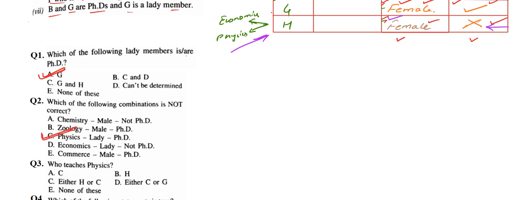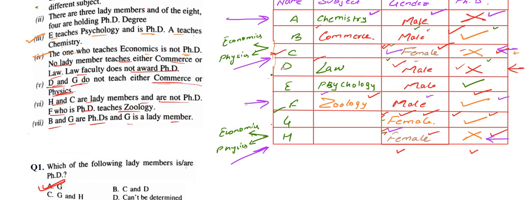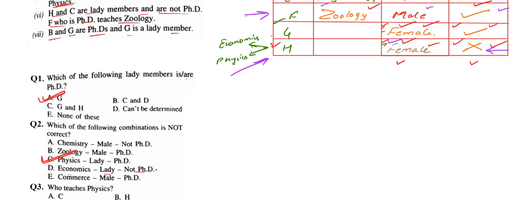Now let's check the other options for clarification. We have economics, lady, not PhD. So economics again C and H. So C is also female, that is lady, H is also lady, and both of them are not PhD. So whether C is teaching economics or H is teaching economics, it does not matter. Both of them are lady and both of them do not have a PhD degree. So option D is a correct option, which means option D cannot be our answer.